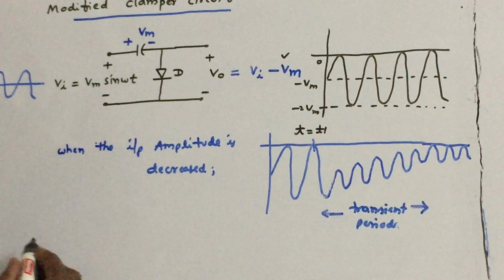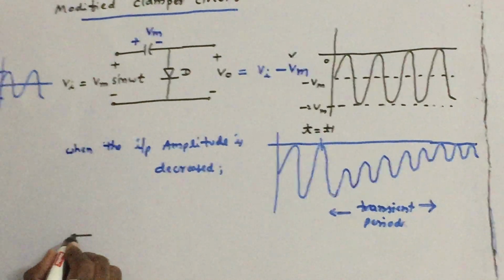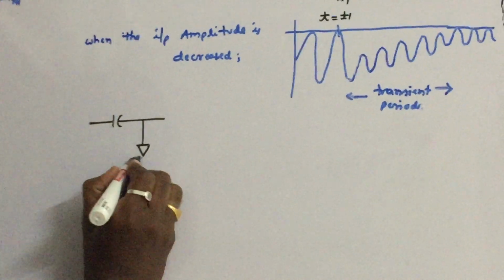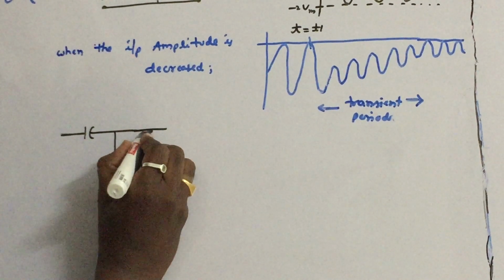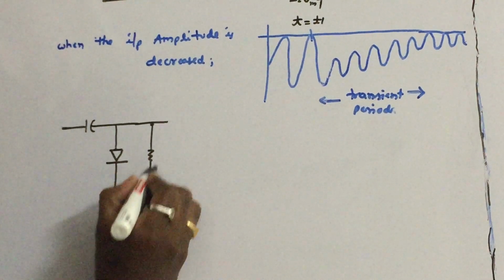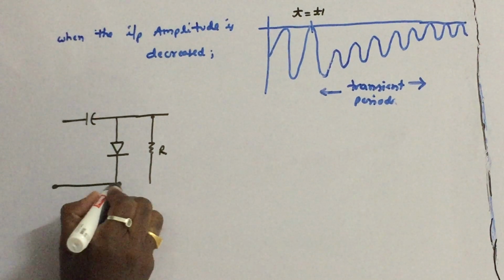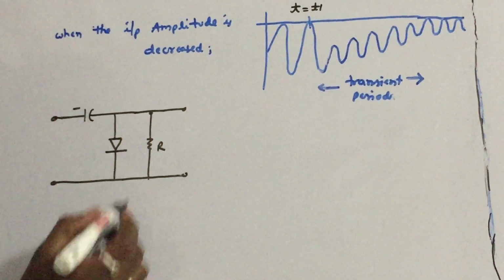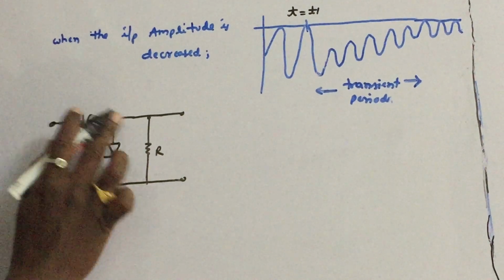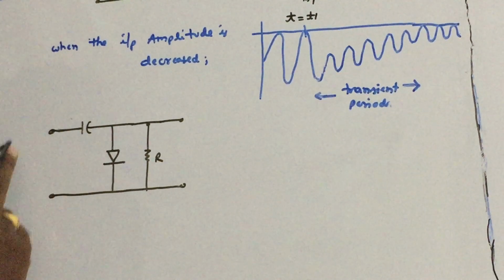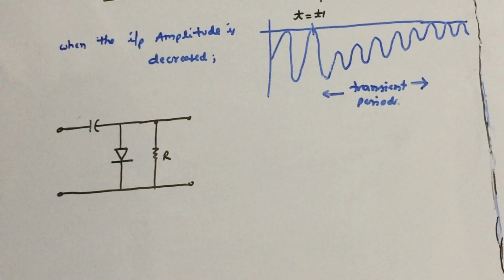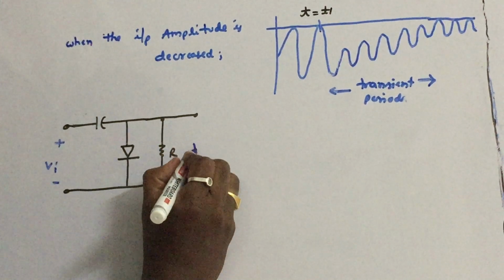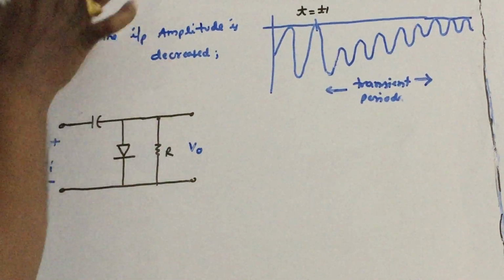Now you will understand this capacitor. What is this? It is the diode. In practical circuits, we place a resistor across the diode. This resistor will allow the capacitor to discharge when the input amplitude is changed. This is Vi and this is Vo. This one is called the modified clamper circuit.